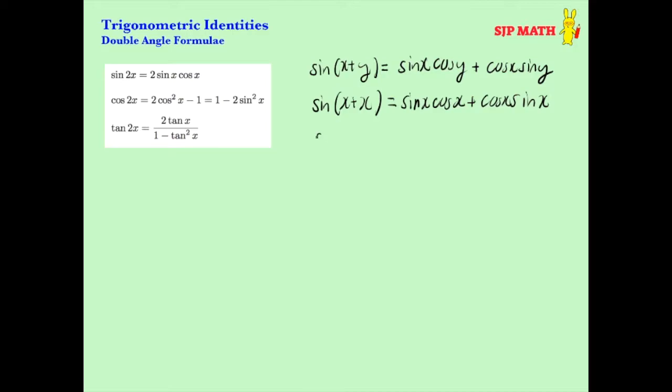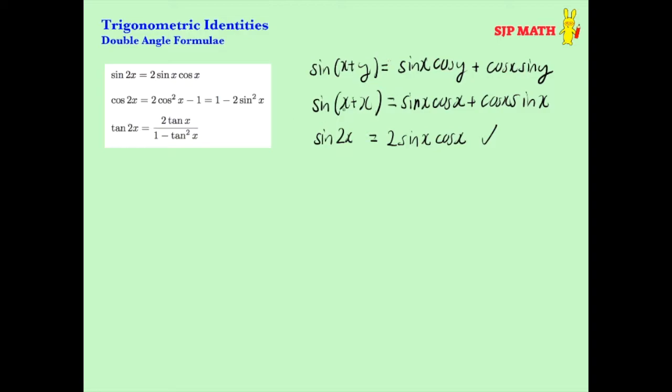And then this simplifies to sine of 2x, because x plus x is 2x. And we see that sine x times cosine x is the same as cosine x times sine x. So this is just equal to 2 times sine of x times cosine of x. Nice, we just proved the double angle formula for sine. Now let's prove the double angle formula for cosine.